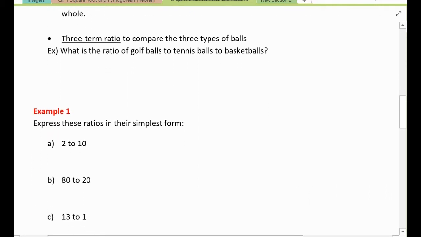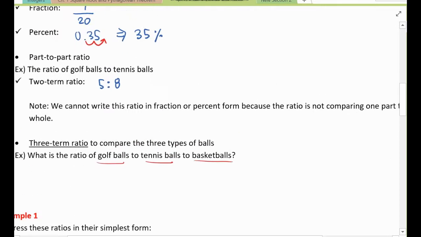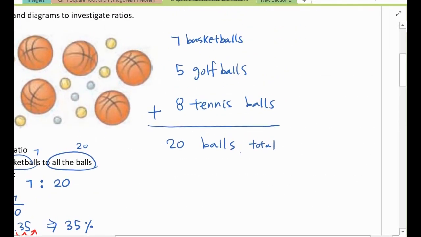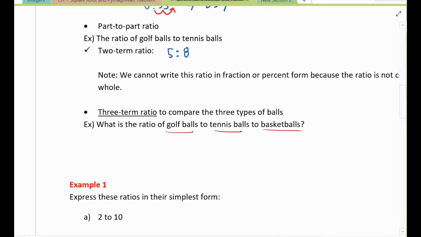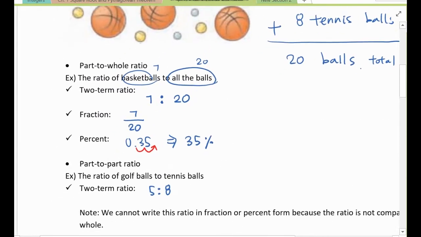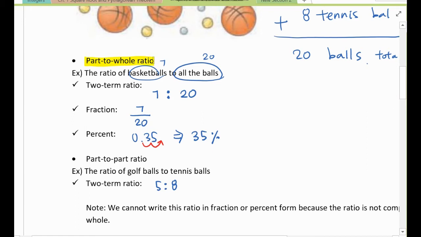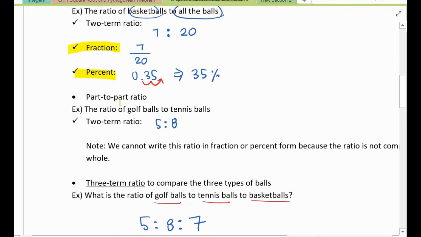3-term ratio to compare the 3 types of balls. What is the ratio of golf balls, tennis balls, and basketballs? Golf balls, 5, tennis balls, 8, and basketballs, 7. 5 to 8 to 7. So this is the answer. What's important here is you can only change a part to whole ratio to a fraction and percent. You cannot change a part-to-part ratio to a fraction and percent.